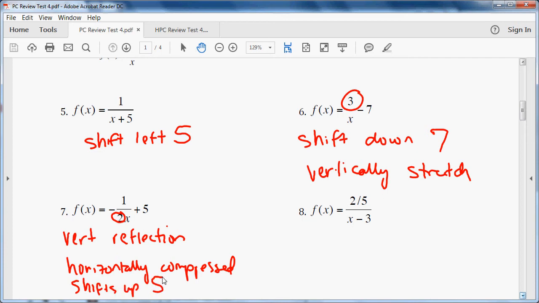On the paper copy of the review answers that I gave you, I color-coded all these to make sure you knew what went with what.